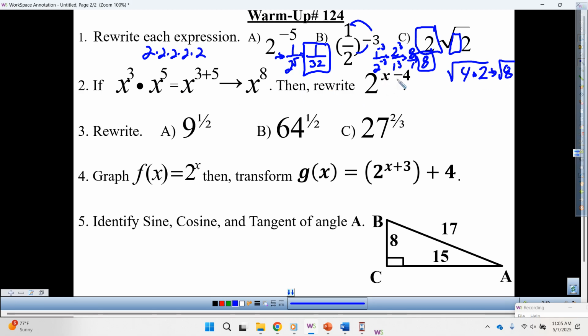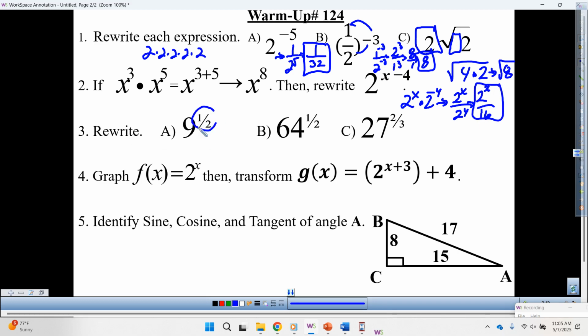Number 2, 2 to the x minus 4 is 2 to the x times 2 to the negative 4, which is 2 to the x over 2 to the positive 4. So that's 2 to the x over 2 to the positive 4, that is 16.